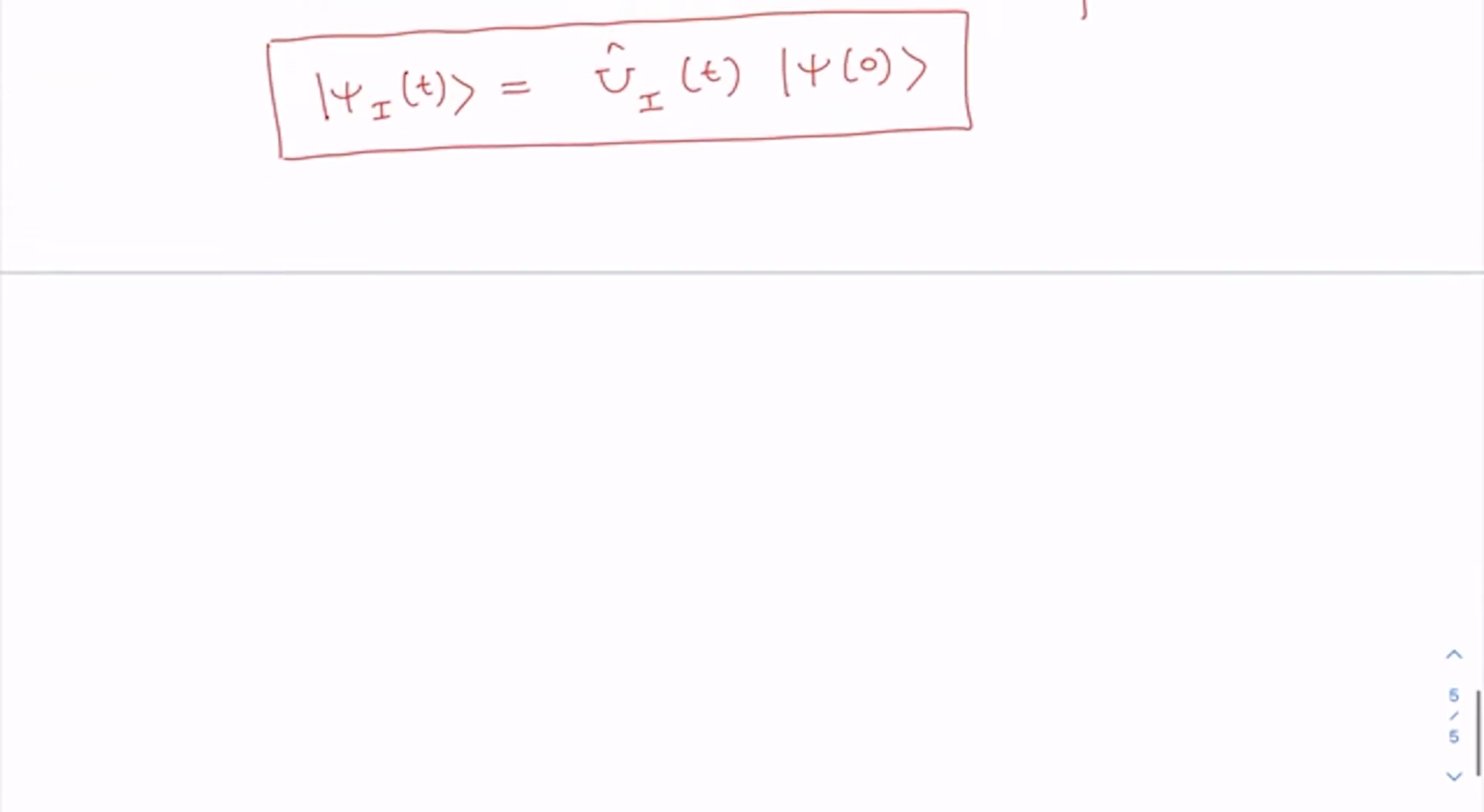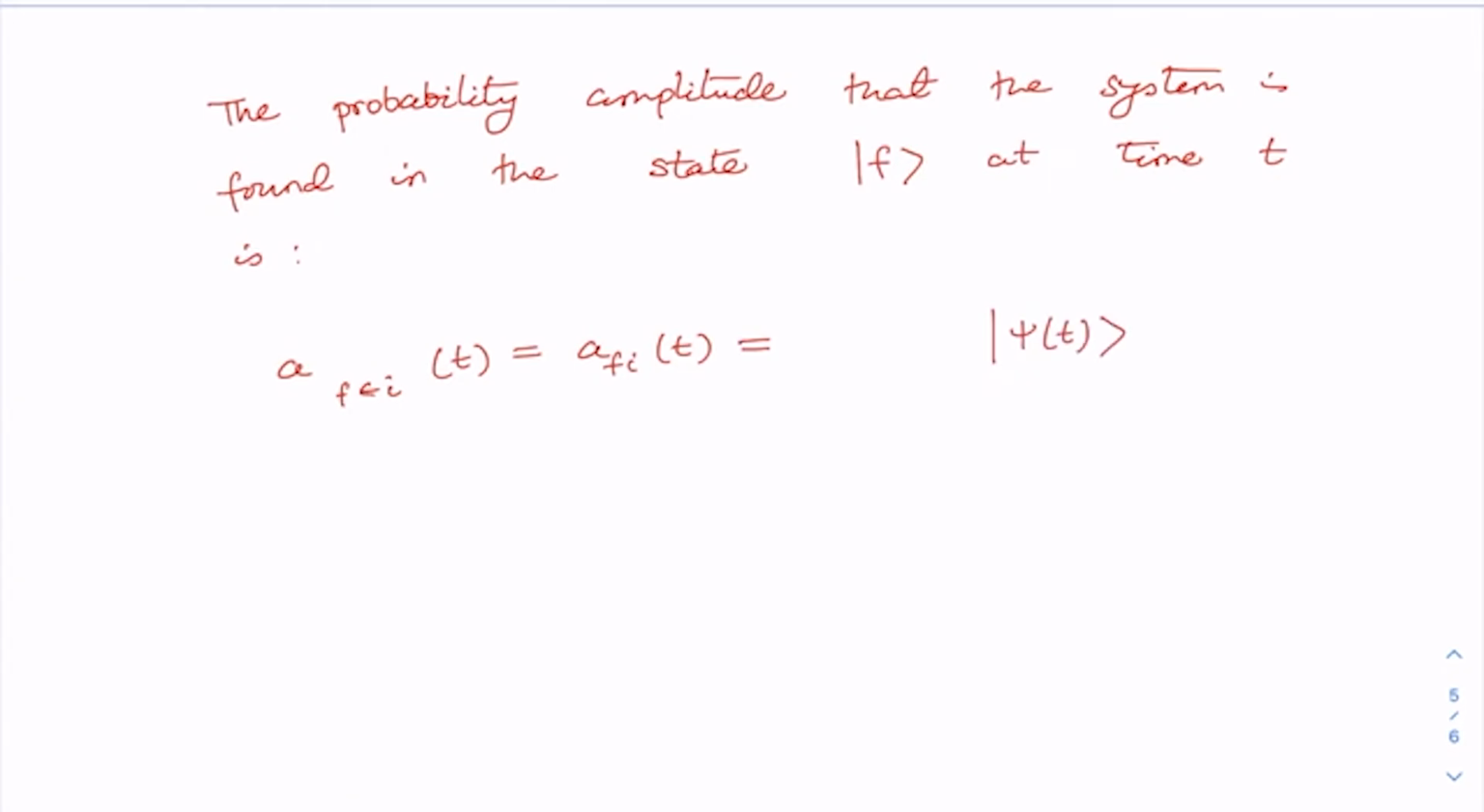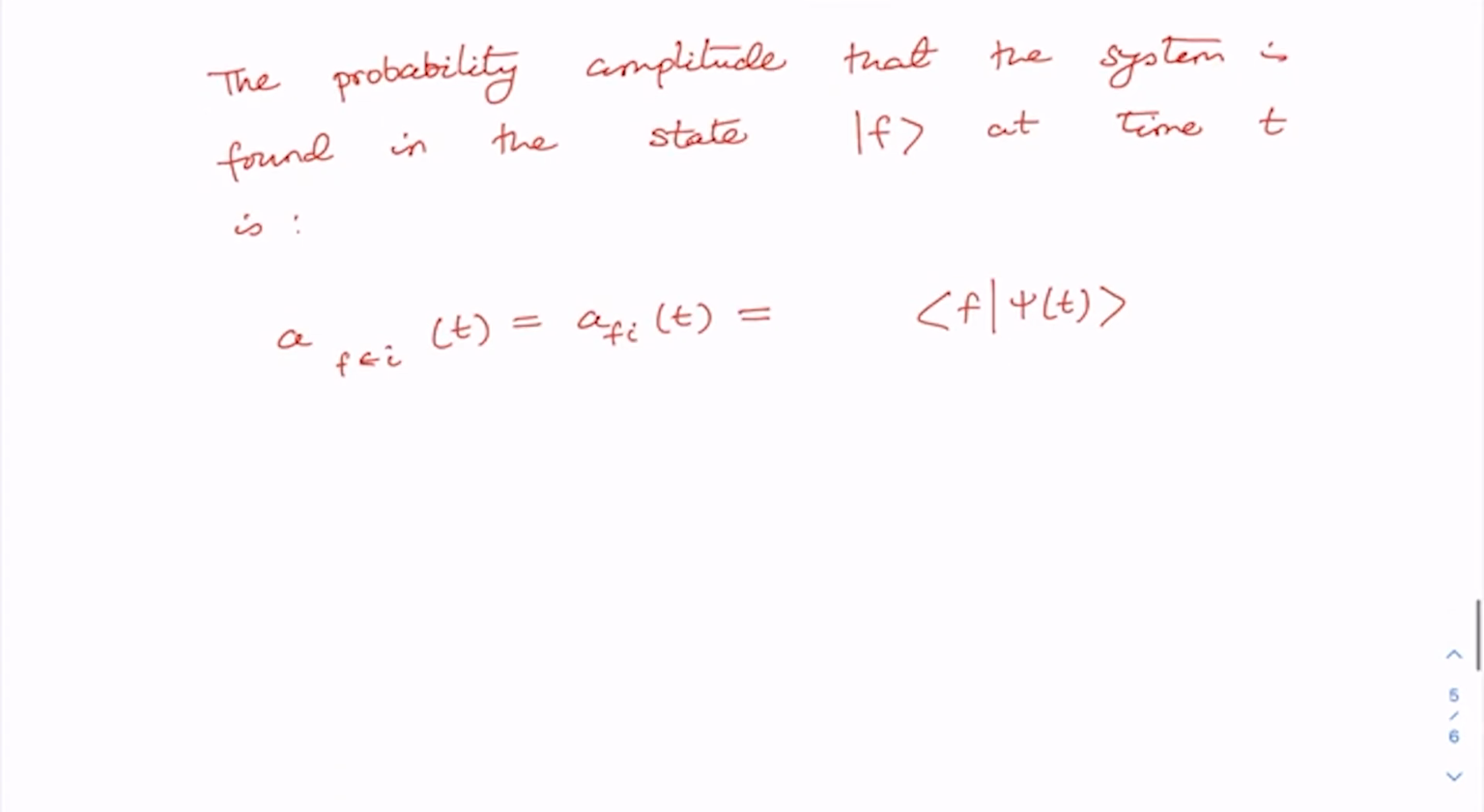The probability amplitude that the system is found in the state, say ket f, at time t is given as, we are going from the state i to state f, so this is the amplitude. We can write it as A_fi(t), where we were in an arbitrary state ψ(t) and then we go to the state f. So this is the probability amplitude.